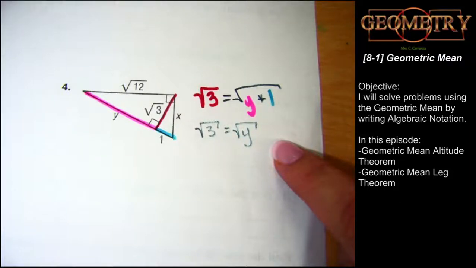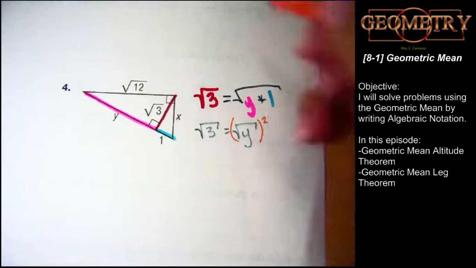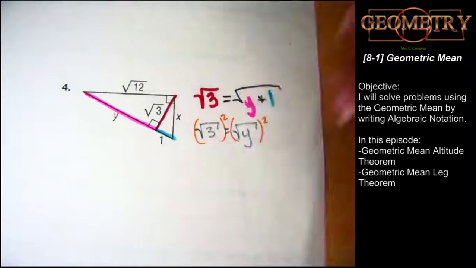Use the square power, because it undoes each other. To get rid of a square power, you take the square root. Well, to get rid of a square root, you take the square power. So I'm going to take the square power of both of these sides of the equation. So I'm going to square this side, and I'm going to square this side.